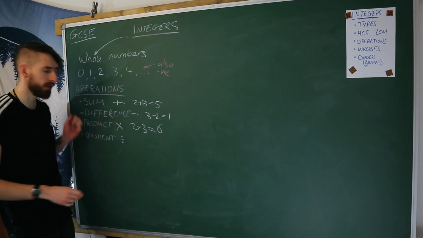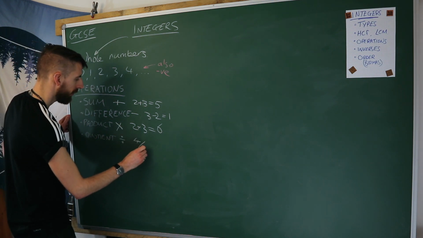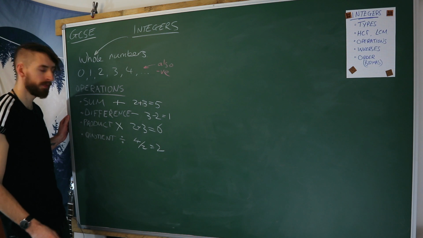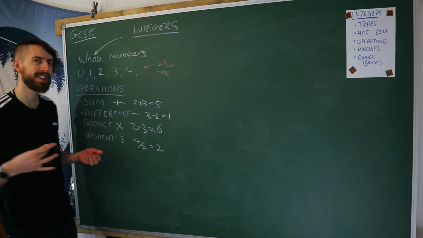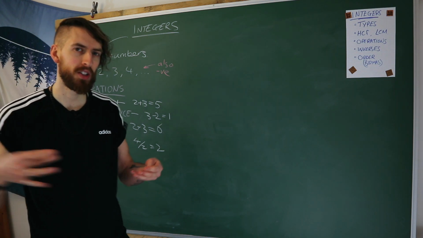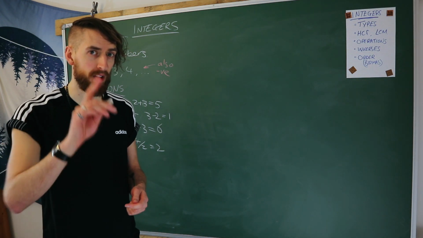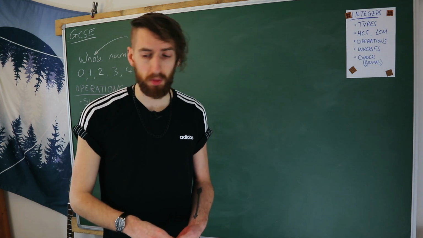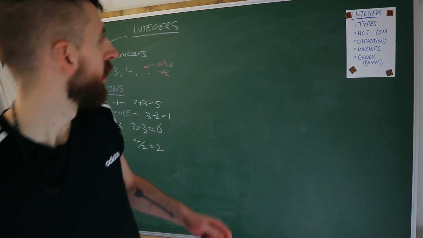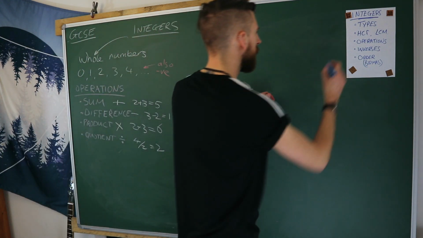I'm going to choose different numbers. 4 over 2 is 2. If I did 3 divided by 2, that would have been just 3 over 2. You can't split that into whole numbers. And the reason for that is based upon its factors. So factors is the next thing that we're going to look at. And I'm just going to move this because we put this at the top.